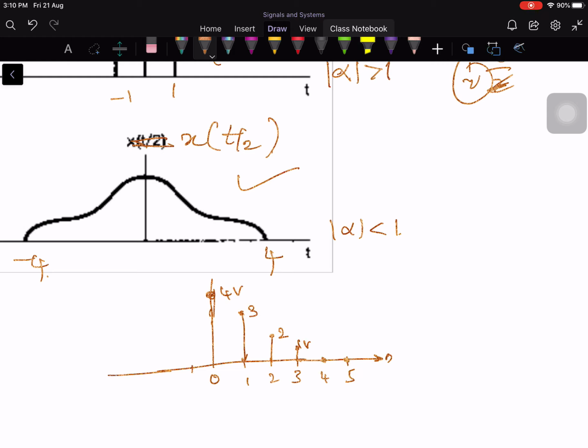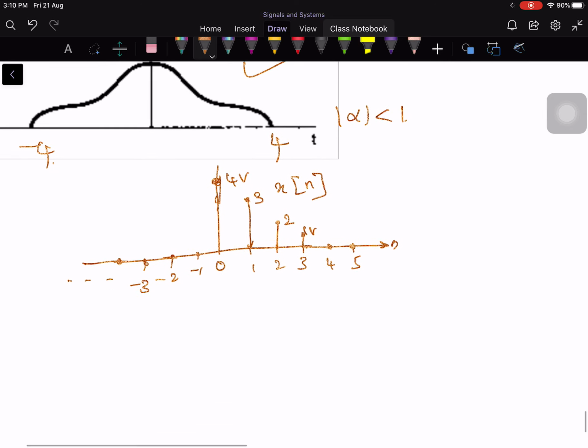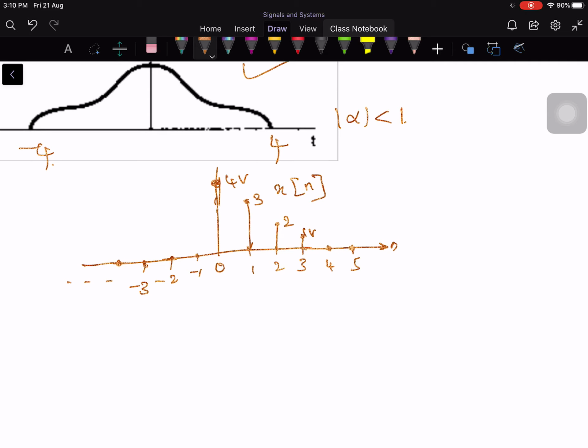Minus 1 is 0, at minus 2 it is 0, at minus 3 it is 0, and so on, so forth. Let me call this signal x of n. Now I would like to find out x of 2n. So how would my x of 2n be? Let me call y of n equal to x of 2n.